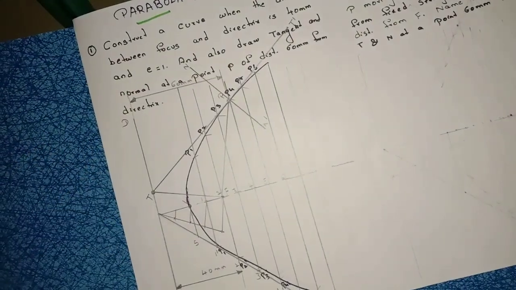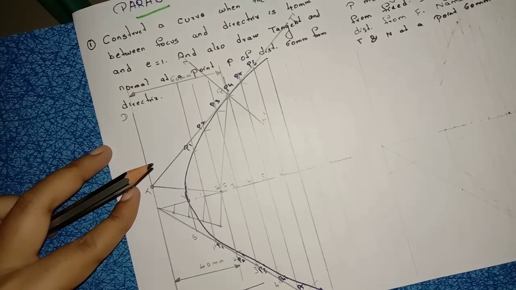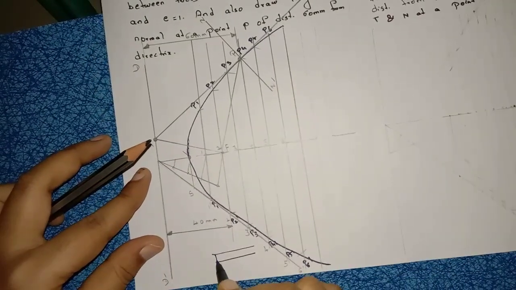After completion of your diagram, take height 5 mm and write down here parabola.